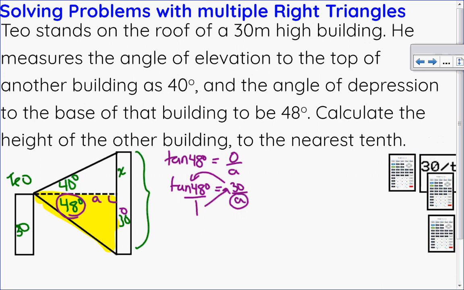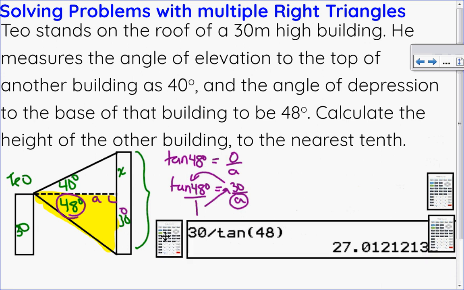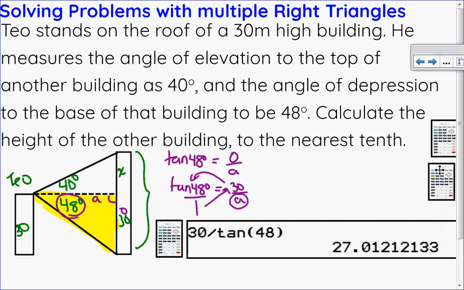So I can put that into my calculator, and in doing so, you can see that you get 27 approximately. We're not going to use the rounded value. We're going to use the exact value on the calculator. So I know that A is approximately 27.01, etc. Okay, so now that I have that side, I'm good with this side.